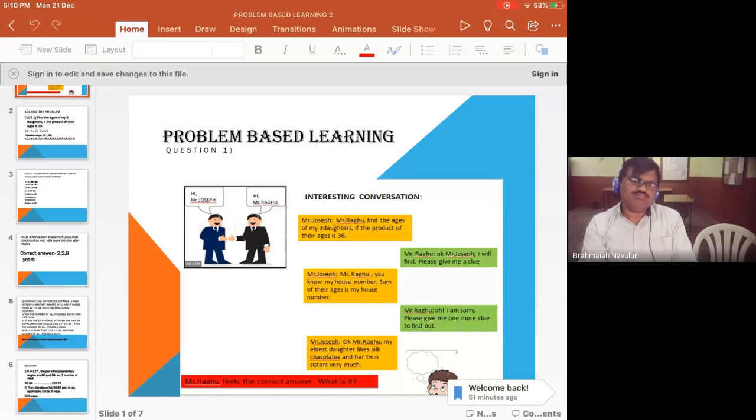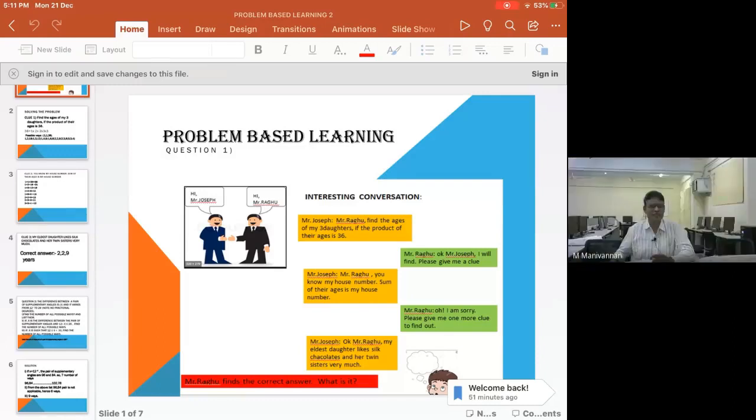Then after trying, Mr. Raghu replies, oh, I am sorry. Please give me one more clue. Mr. Joseph says, okay, Mr. Raghu, my eldest daughter likes silk chocolates and her twin sisters very much. Please find their ages. This is my question, sir. Shall I go with the solution, sir? Yes, sir. Proceed further.